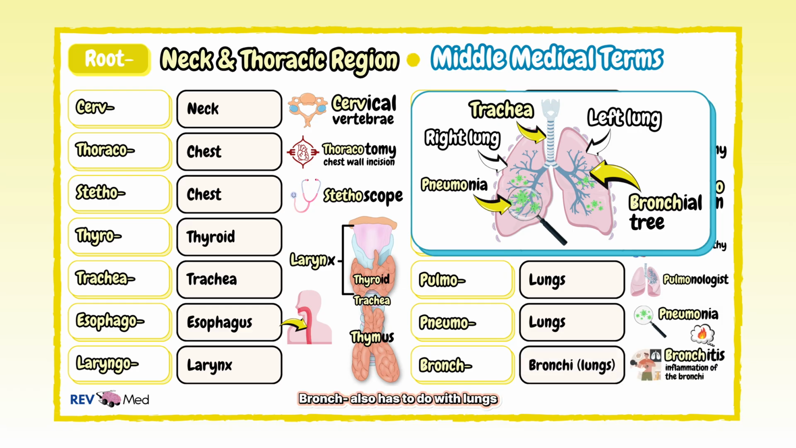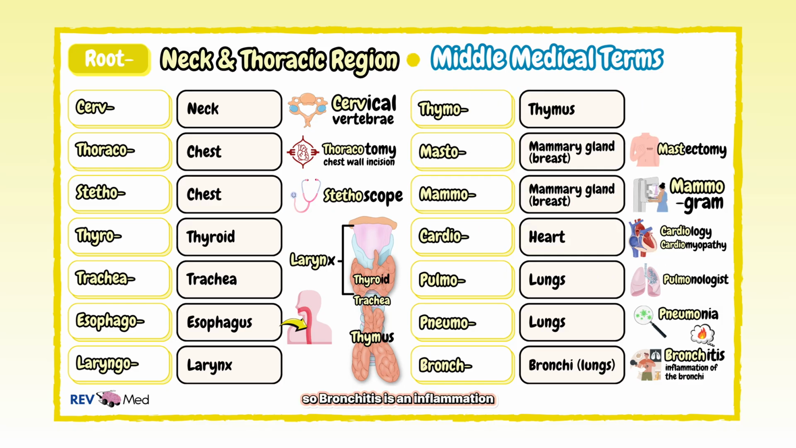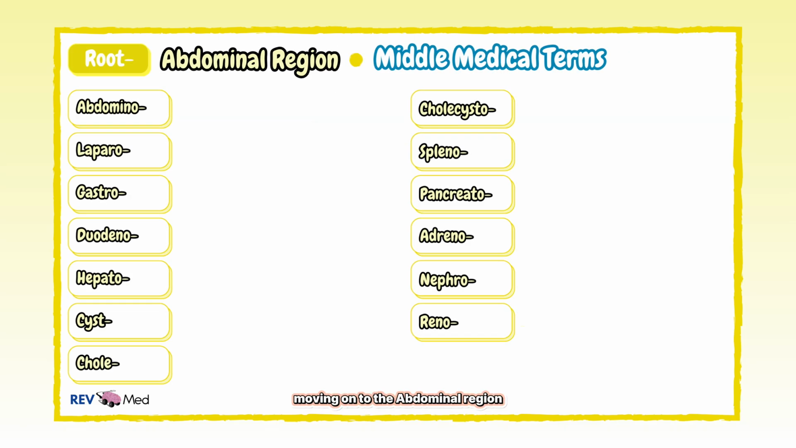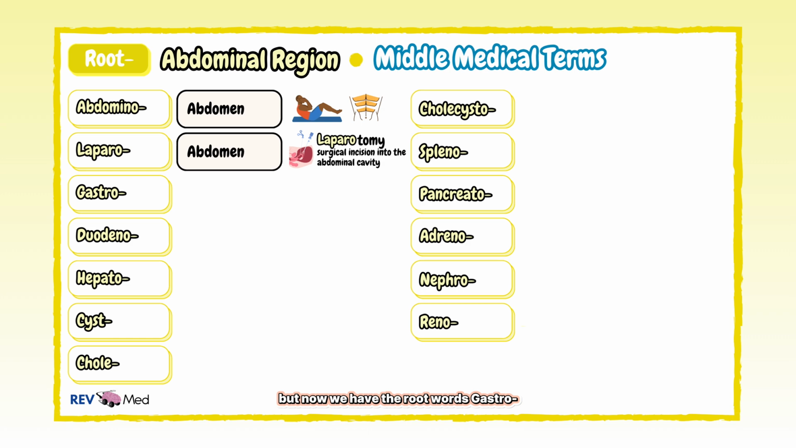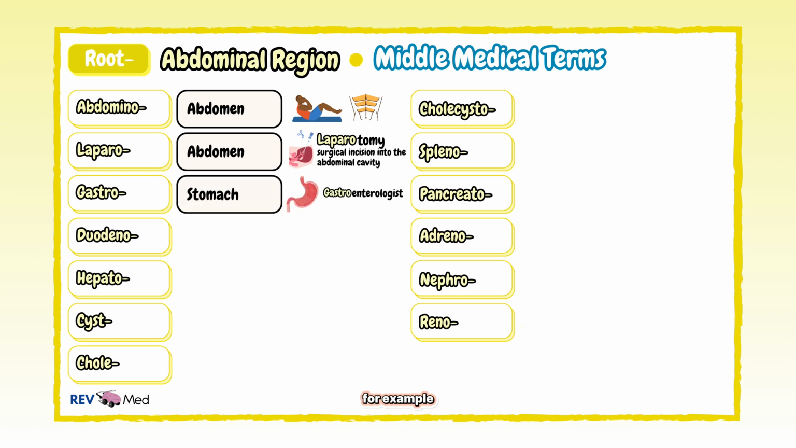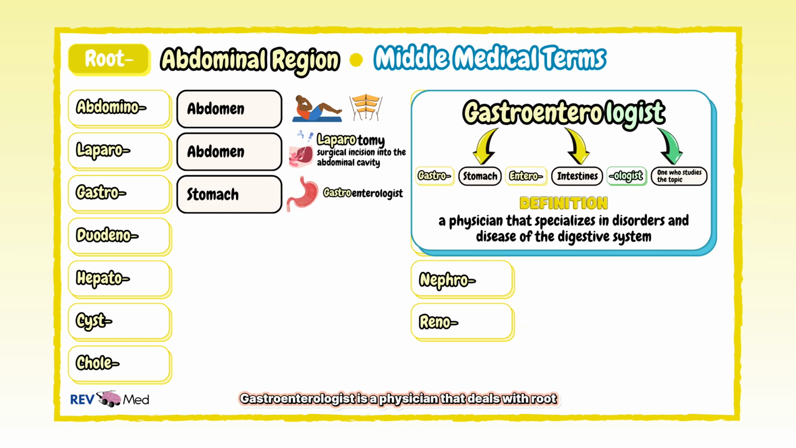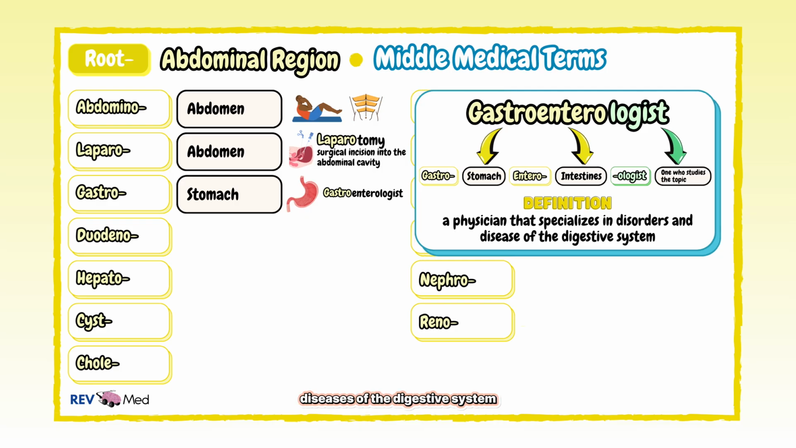Bronch also has to do with lungs, specifically the bronchi or the bronchial tree that's growing inside your lungs to facilitate breathing. So bronchitis is an inflammation, itis, of the bronchi caused by a virus. Moving on to the abdominal region, we have words we've seen, abdominal and laparo for abdomen, but now we have the root word gastro, which means stomach. For example, gastroenterologist is a physician that deals with root gastro for stomach and entero for intestines, and basically deals with disorders and diseases of the digestive system.